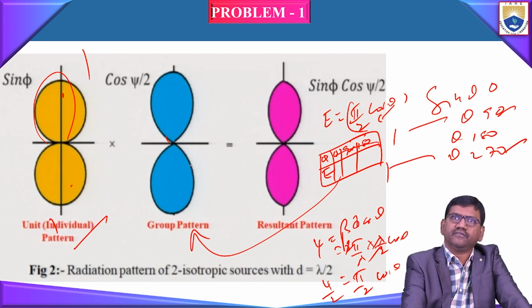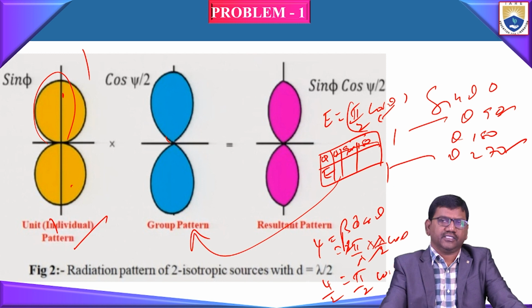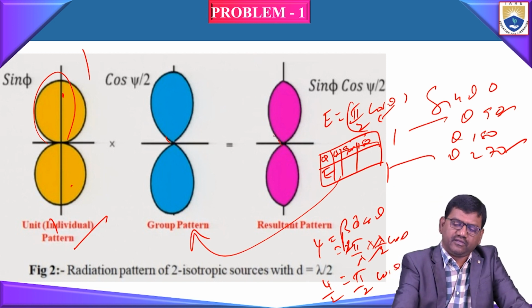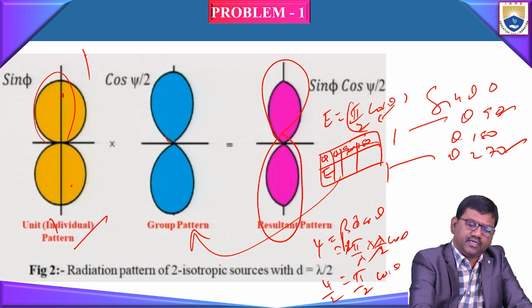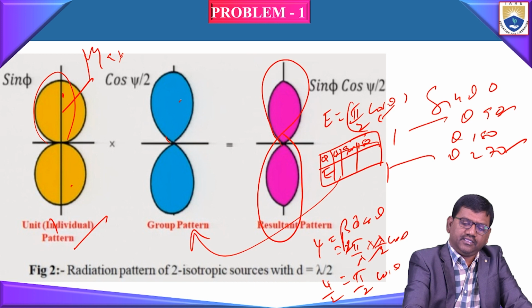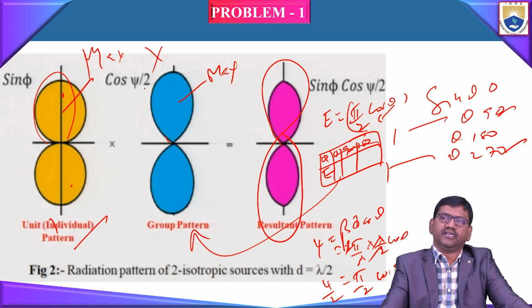So maxima multiplied with maxima, we will get maxima whole square. That means the relation pattern will be in the same direction. Some amount of relation pattern, we can draw a bigger relation pattern here, like this. So this is maxima and this is maxima. So maxima multiplied with maxima will get maxima square.